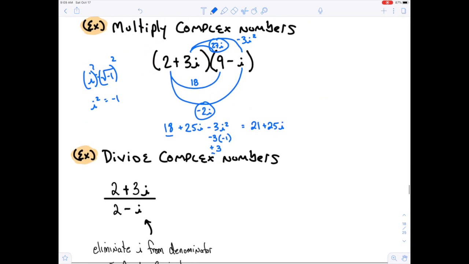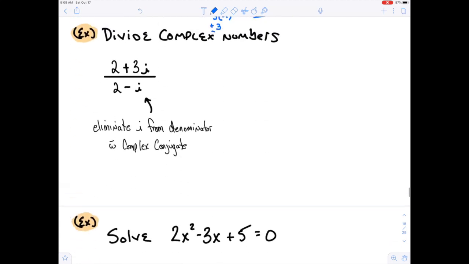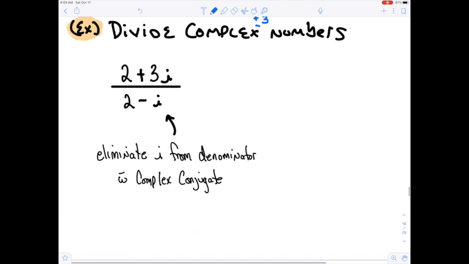So you'll notice that you really don't ever have a situation where i squared is left over in any sort of answer. So now we've added, subtracted, and multiplied. If we have to divide complex numbers, I made myself a little note here. To divide complex numbers, you want to eliminate the i from the denominator. That's kind of how this works. When dealing with radicals a long time ago, it was called rationalizing the denominator. And you would do that with a conjugate.